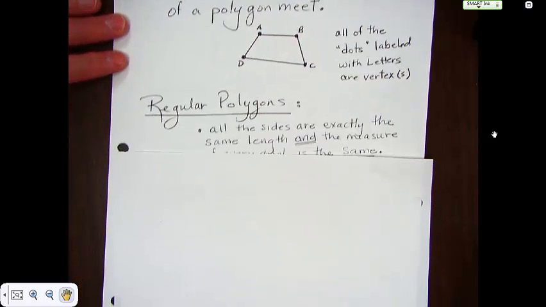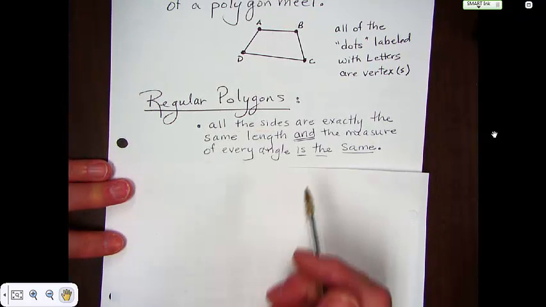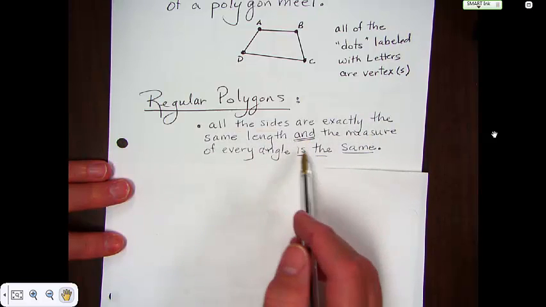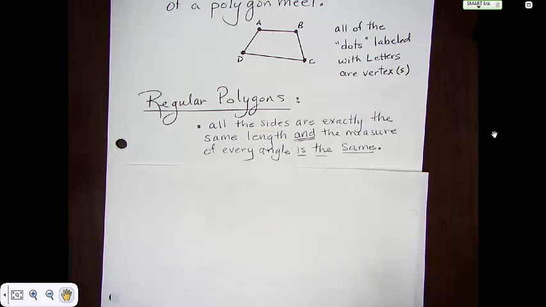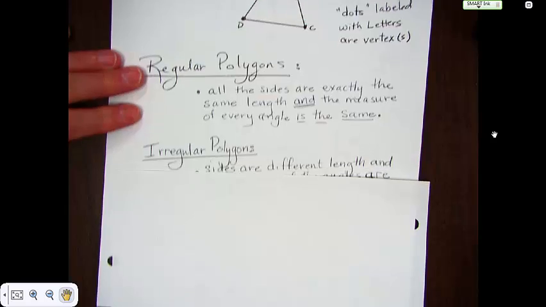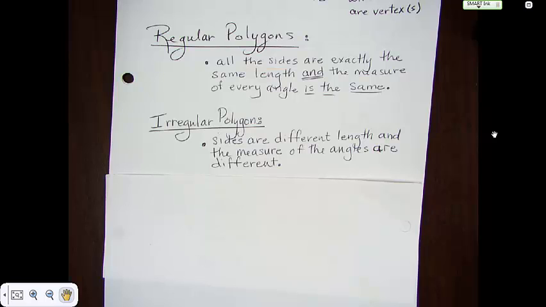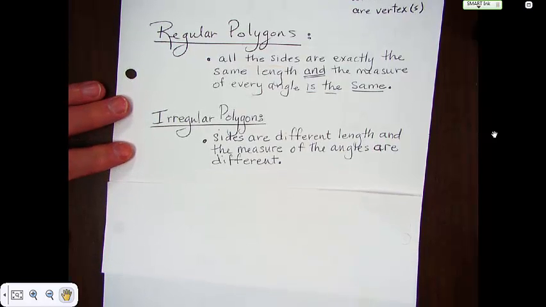In this case, we have regular polygons, and in regular polygons, all the sides are exactly the same length, and the measure of every angle is the same. A good example of a regular polygon that we see all the time would be a square, because all 4 sides are the same length, and all the angles are 90 degrees. Octagons like stop signs, those all have the same length sides, and all the angles inside would be exactly the same measure. Irregular polygons, the sides are different lengths, and the inside angles are also different.